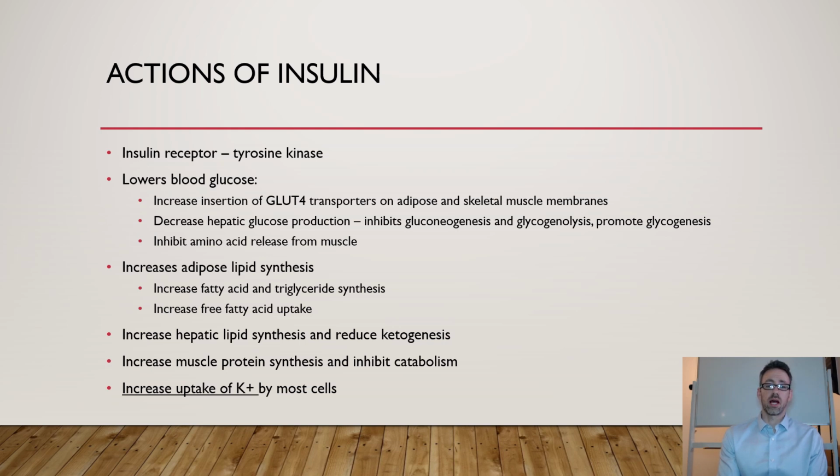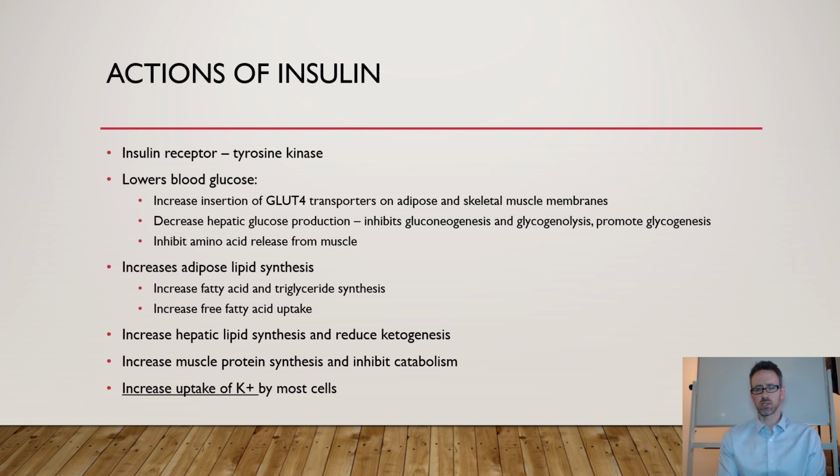So it allows the liver to produce more lipids, more fatty acids and triglycerides, which it then can transport to the tissues for storage, like the adipose tissue. This helps to reduce ketogenesis because it's not going to be utilizing as much of the fats now for ketogenesis. And it increases muscle protein synthesis and inhibits its breakdown or its catabolism.